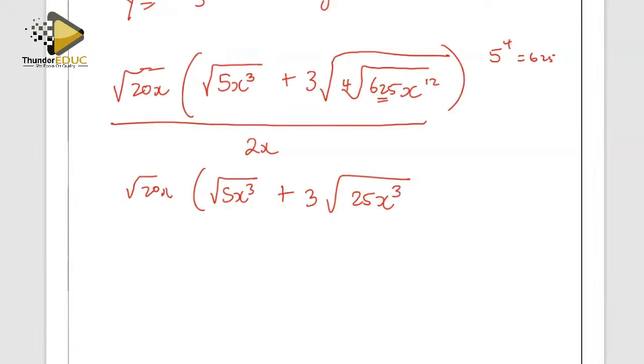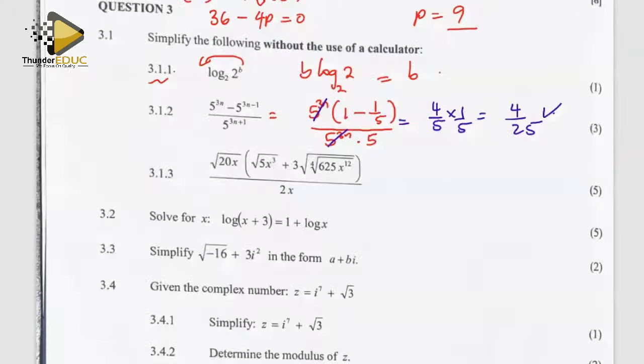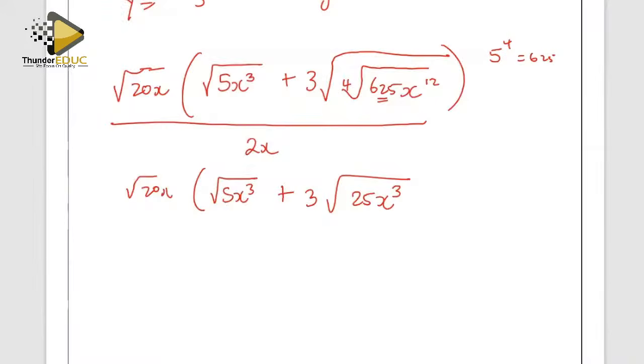Okay, so if that is true, let me see. Yeah, that's correct. Okay, this should be divided by 2x. Then I need to open this up, meaning that this multiplies with that. So 20 times 5, that's going to be 100.